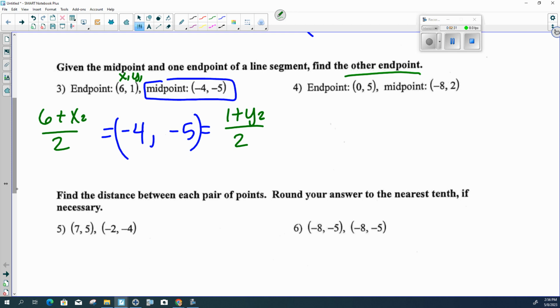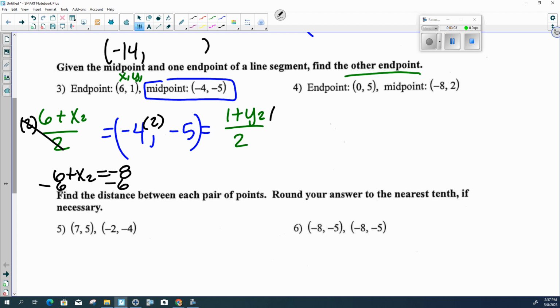The average of the x's equals the midpoint x value. The average of the y's gives you the midpoint y value. How do I solve this? Well, I need to get rid of this 2, so I'm going to do inverse operations. And let's move the 6 over. I've run out of room. X equals negative 14. I'm just going to write it up above.